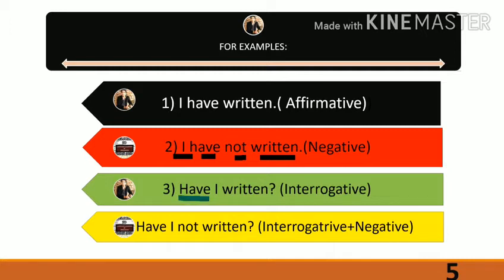That means you just bring out the have outside the sentence, then there is I, then there is written. That means firstly you just bring the helping verb outside and then the rest of the sentence. Have is there, and when have comes outside, its first letter becomes capital. So we can write the interrogative sentence like this: Have I written? It means it's an interrogative.